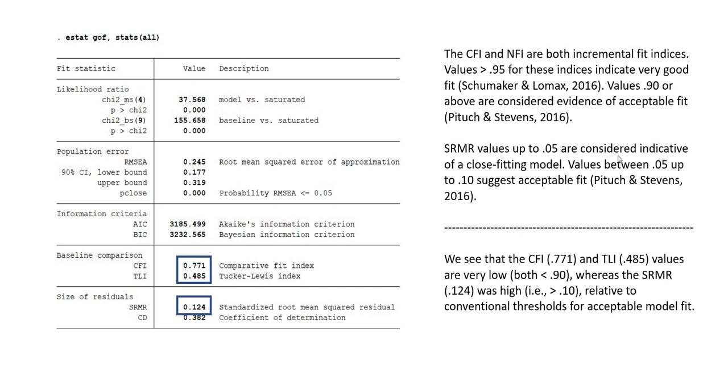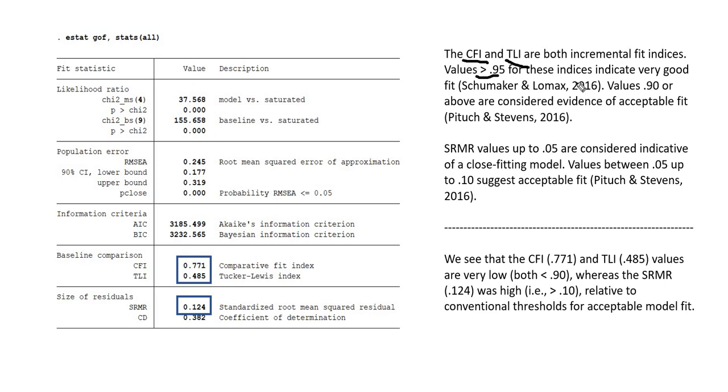Okay, so next let's look at the NFI and the CFI. Actually, please excuse me, I referred to the NFI. The NNFI, the non-normed fit index, and the TLI, the Tucker-Lewis index, are the same, but they're sometimes called different things in different programs. In Stata, it's referred to as the TLI, or the Tucker-Lewis index. So excuse me on that. But at any rate, with respect to the CFI and TLI, values above 0.95 for these indices would be suggestive of a very good fit.